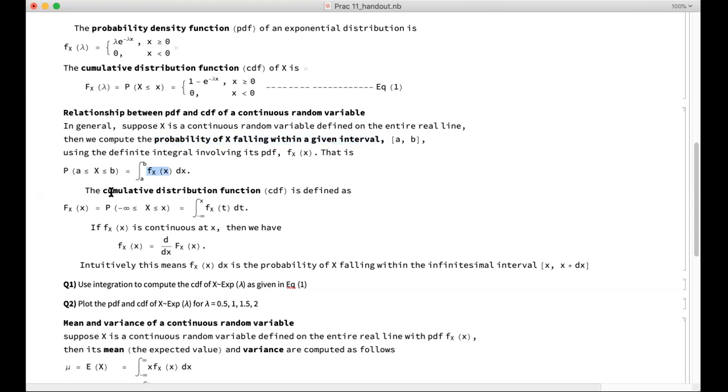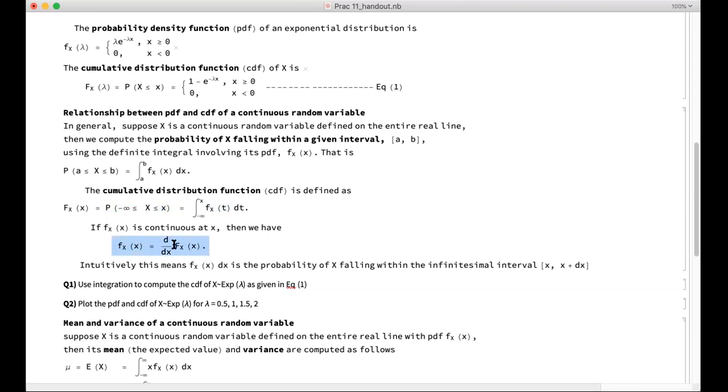And the CDF, which is the cumulative distribution function, is defined, in this case, as the probability of x falling between the lowest point, which is -infinity, up to a given x value. And then you would integrate the PDF again between those two intervals, okay? Then this is really the relationship between PDF and CDF.